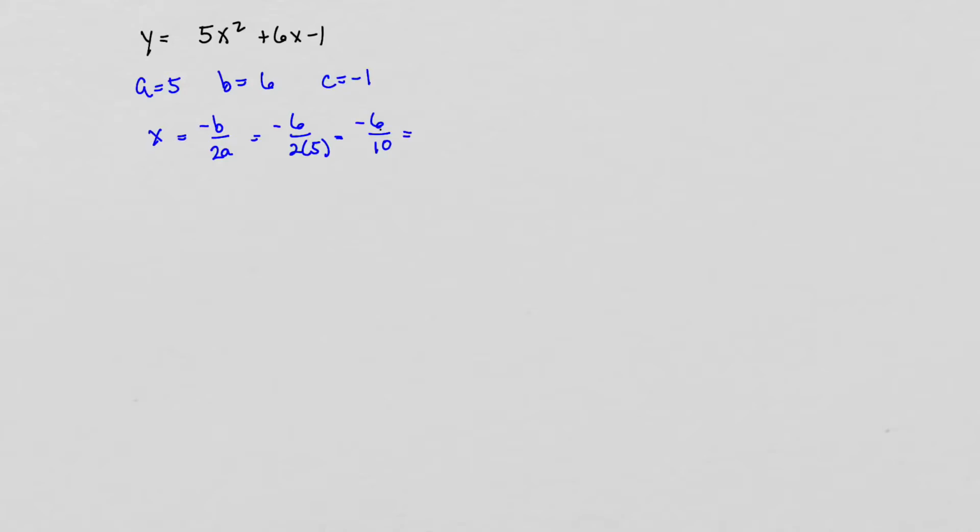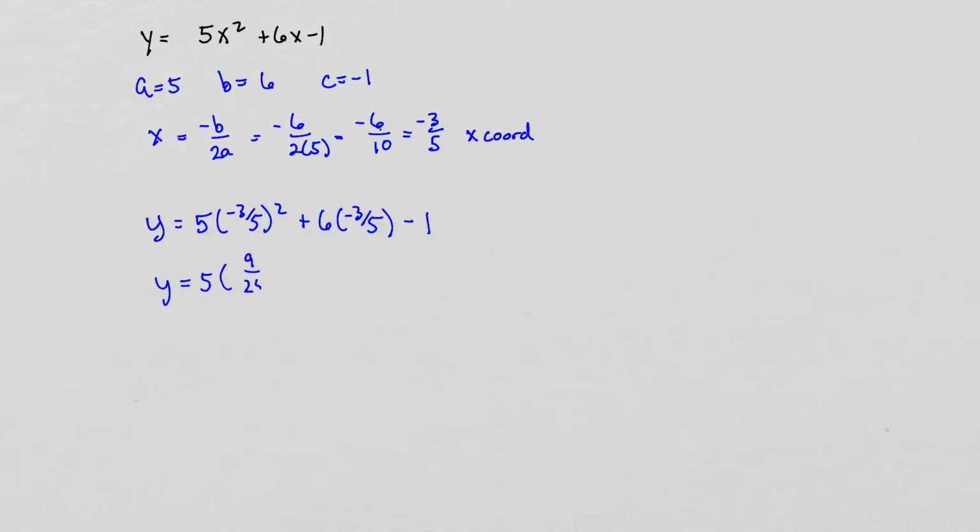So x is negative b over 2a, so negative 6 over 2 times 5, that'd be negative 6 over 10, and that does reduce by a factor of 2. If you reduce your fractions first, your work will be a little easier. So now you have the x-coordinate. Now we need the y-coordinate, so to find the y that goes with that x, we put the negative 3/5 into the equation. So 5 times (negative 3/5) squared plus 6 times negative 3/5 minus 1. y equals 5 times, now whenever you square, you're going to get a positive. So negative 3 times negative 3 is positive 9. 5 times 5 is 25.